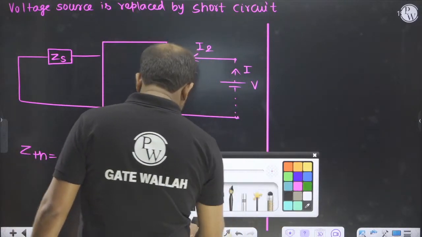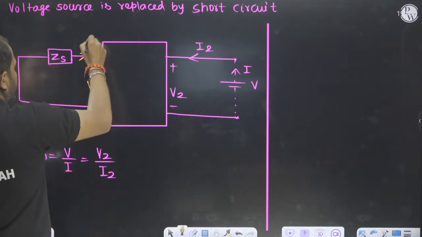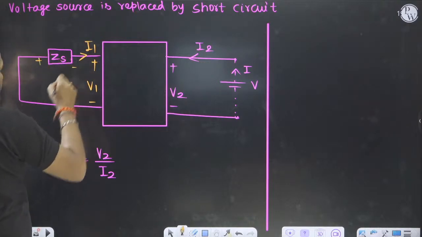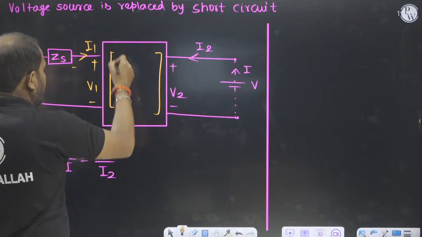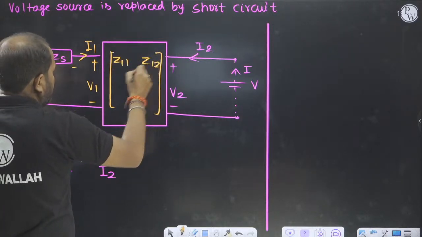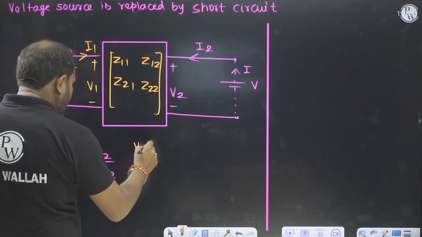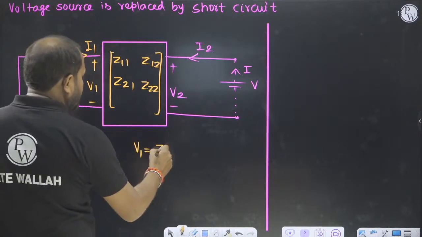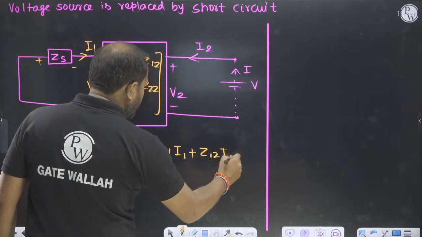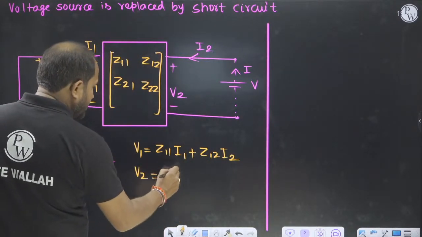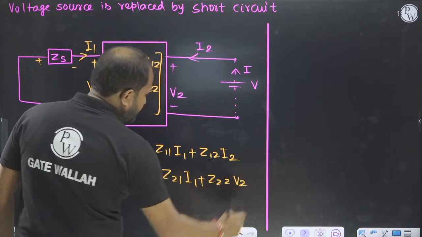Then we will go for the equations. First equation V1, this one is I1. I1 will be flowing like this. This parameter is the Z parameter: Z11, Z12, Z21 and Z22. So V1 is Z11 I1 plus Z12 I2, and V2 is Z21 I1 plus Z22 I2.